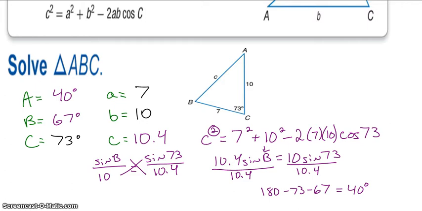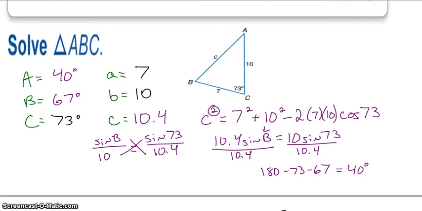And it's also reasonable, because across from the biggest angle is the biggest side, and across from the smallest angle is the smallest side. So at least I know my answers are definitely in the right ballpark.